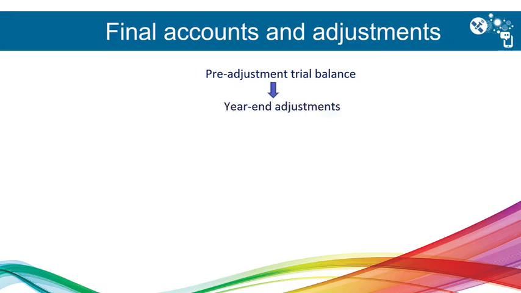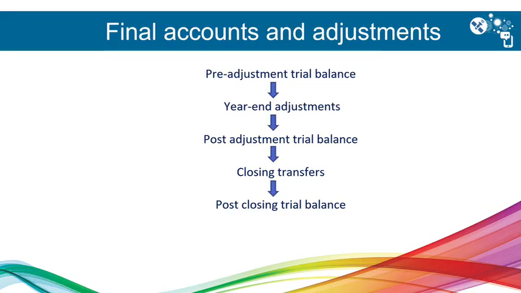Then we do the year-end adjustments, where we add and subtract, where we look at things that we've paid in advance or income that is still receivable. Then we prepare the post-adjustment trial balance, and then we do the closing transfers, 8 of them, where we get rid of all the nominal accounts in order to calculate the net profit. Then we prepare the post-closing trial balance, and then financial statements and analysis and interpretation.